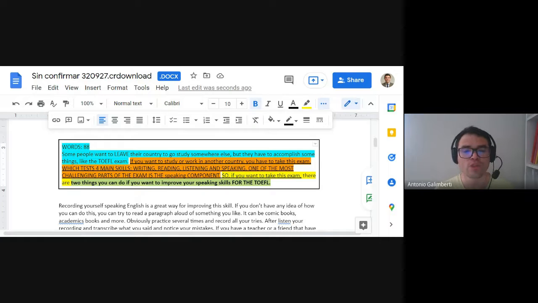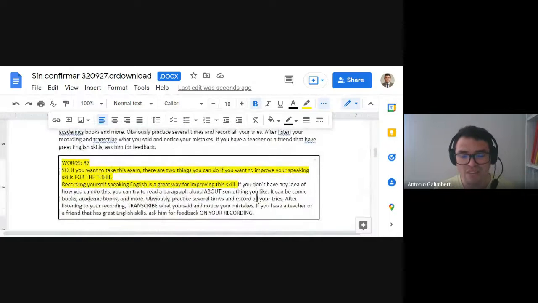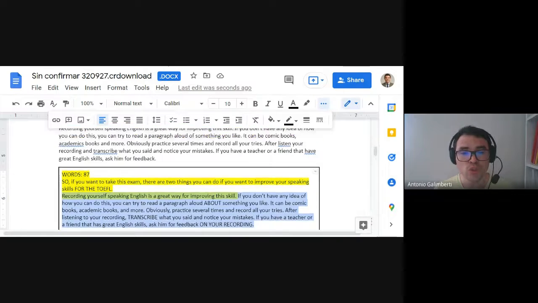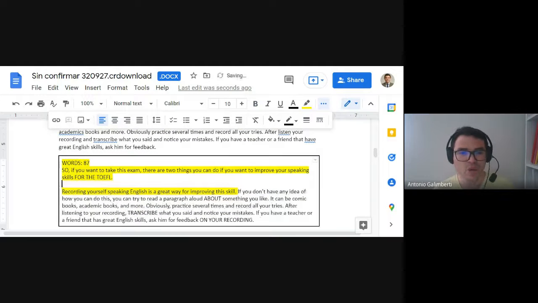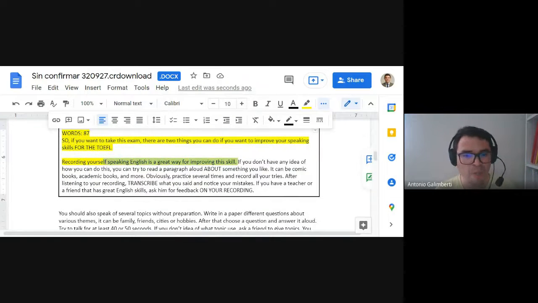All right, good. So to see if this first body paragraph is correct, first of all, we have to remember what the thesis statement is. So what do we do? We copy the thesis statement just to make sure that everything is okay. We paste it here, and we are going to compare the thesis statement against the topic sentence, which is the opening sentence in the paragraph. So the thesis statement says, so if you want to take this exam, there are two things you can do if you want to improve your speaking skills for the TOEFL. Okay, two things I have to do to improve my speaking skills for the TOEFL.